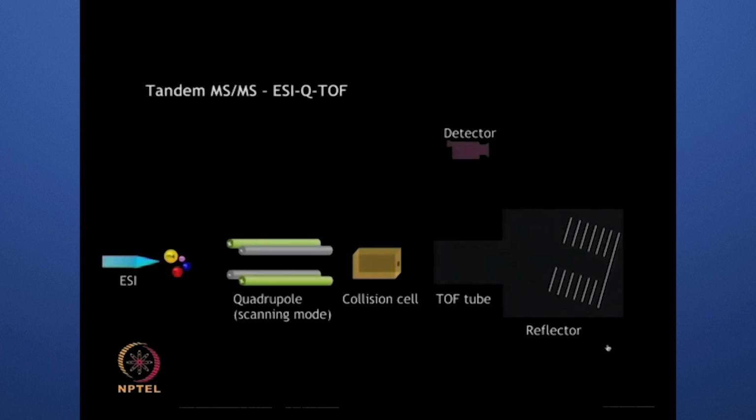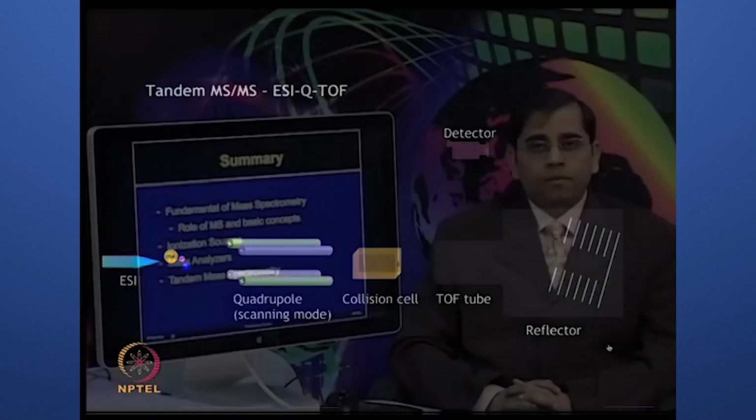ESI-QTOF is another commonly used tandem MS configuration that first selects ions in a quadrupole. The selected peptide is then fragmented in the collision cell, and resulting ions are accelerated and resolved on the basis of the time of flight.